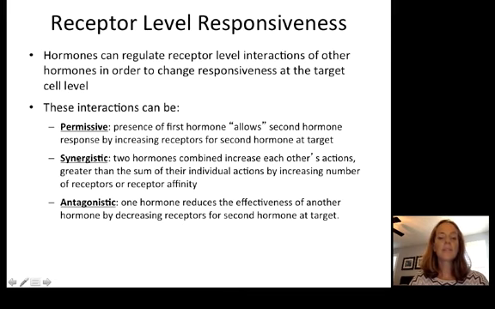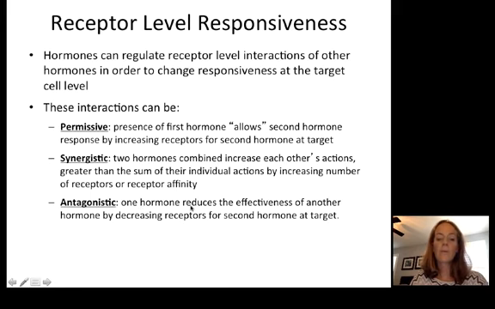Then there can also be synergistic effects, which maybe is two co-workers acting together to get a job done. So in this case, we'll have two hormones combined to increase each other's action. So they're helping each other. And they would get more done than if they worked by themselves. So this is when two hormones from two different endocrine glands, or maybe two hormones from the same gland but different overall structure, will combine together in a target cell to get more interaction of the final effect.